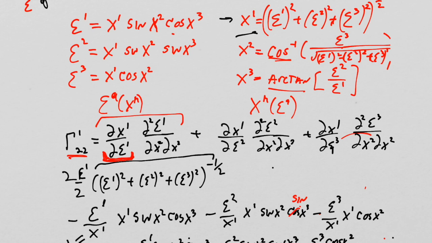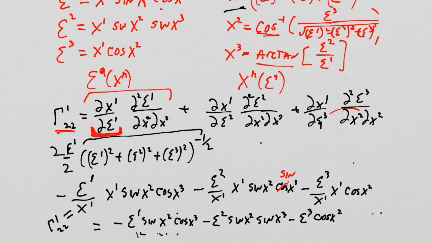For example, say we substituted this, x1 sine x2 cosine x3, right here. We'd get an x1 sine squared x2 cosine squared x3. And then here we would get x1 sine squared x2 sine squared x3. And then here we would get x1 cosine squared x2. So that should simplify quite a bit, and let's see what it gets us.